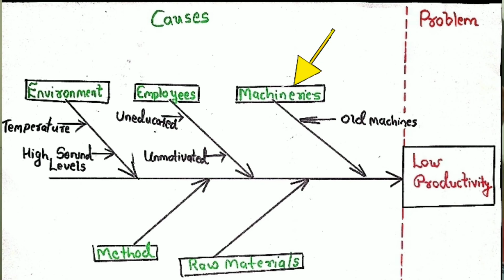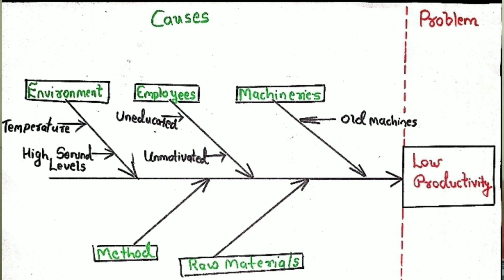Coming to the machineries, it is a primary cause. The machineries that the organization might be using might be old and not of that advanced level to meet the productivity demands. So they need to be replaced. Coming to another primary cause, method. The method that the organization is employing might not be correct. So the methods need to be changed so that our low productivity changes to high productivity.